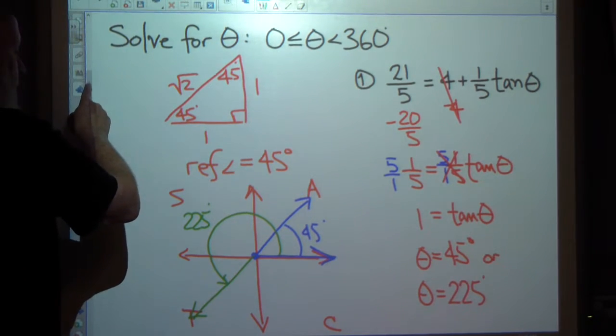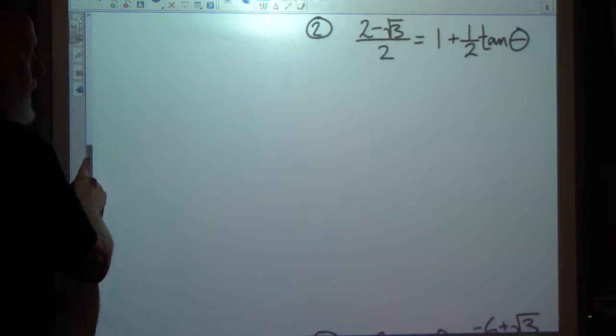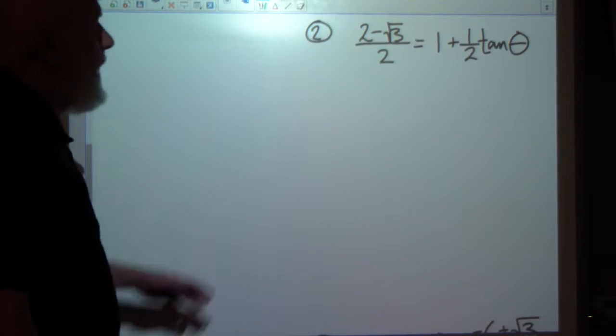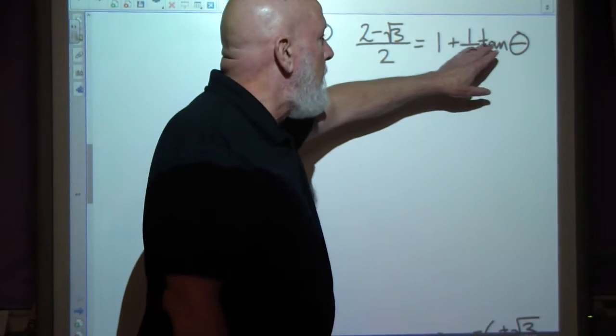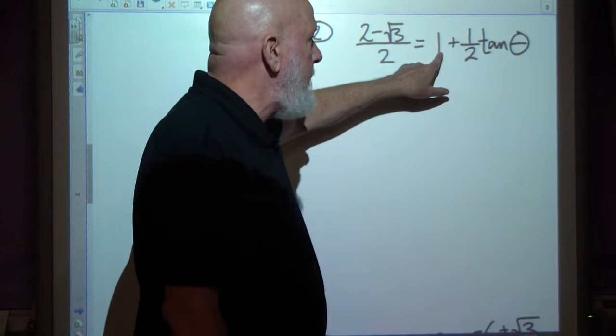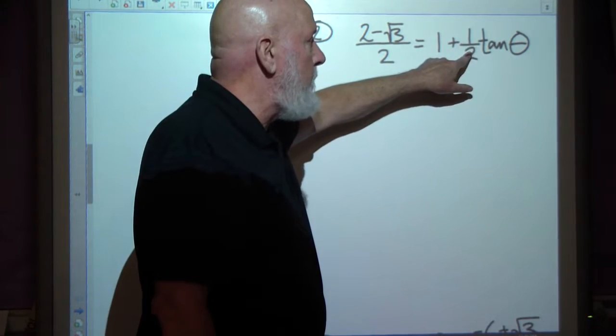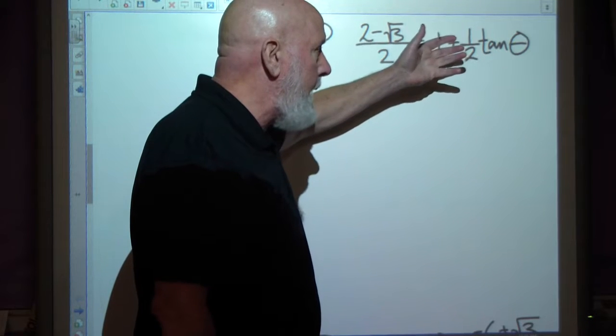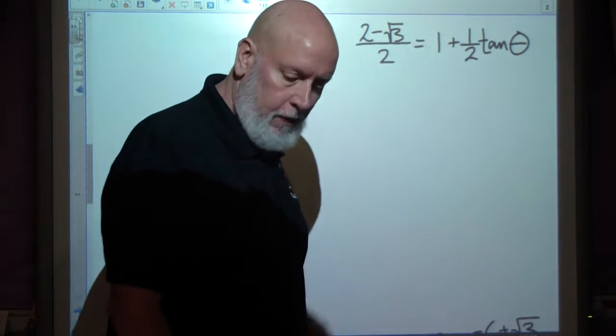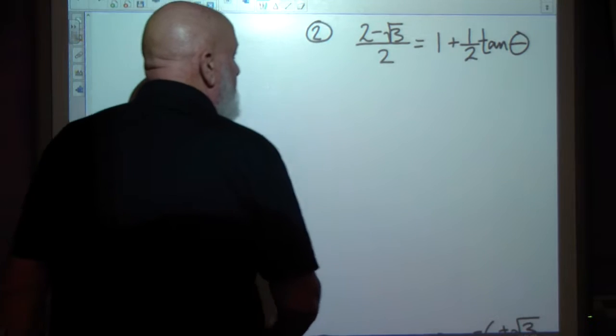So here we go. Let's take a look at another one. I've got another tangent function, so I'm going to isolate this by subtracting 1 from both sides and then multiplying both sides by 2 over 1. Dividing by 1/2 is to multiply by 2 over 1. So here we go. I'm subtracting 1.